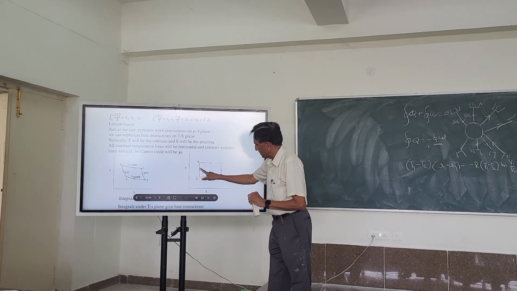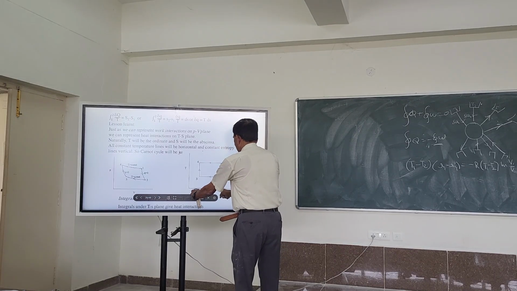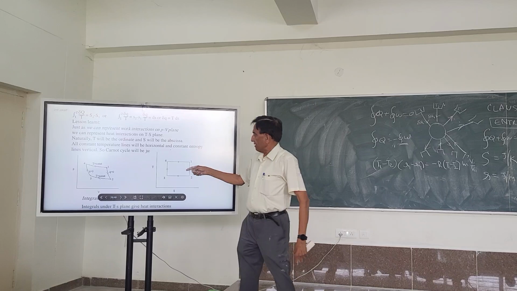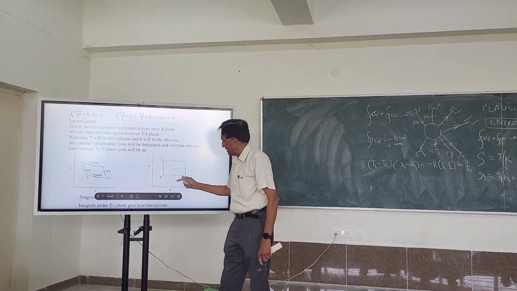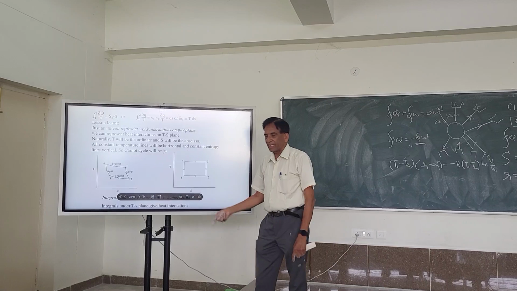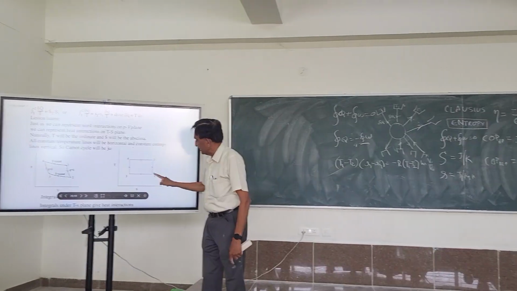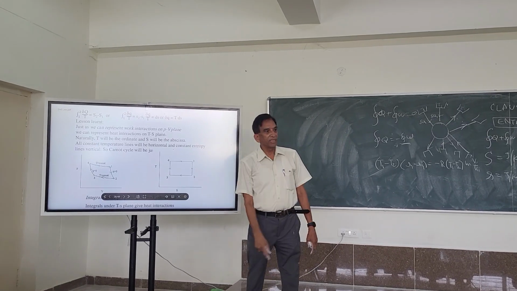The heat received here is nothing but T1 minus T4 times S1 minus S4. That is the heat that is received. And for 2 to 3, when you are going through isothermal compression, the heat that is given out is nothing but the area under this. So the area is this.